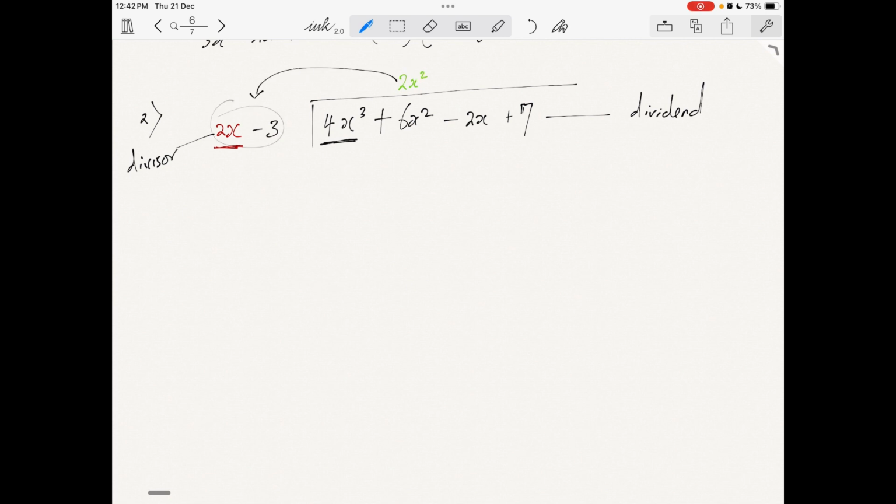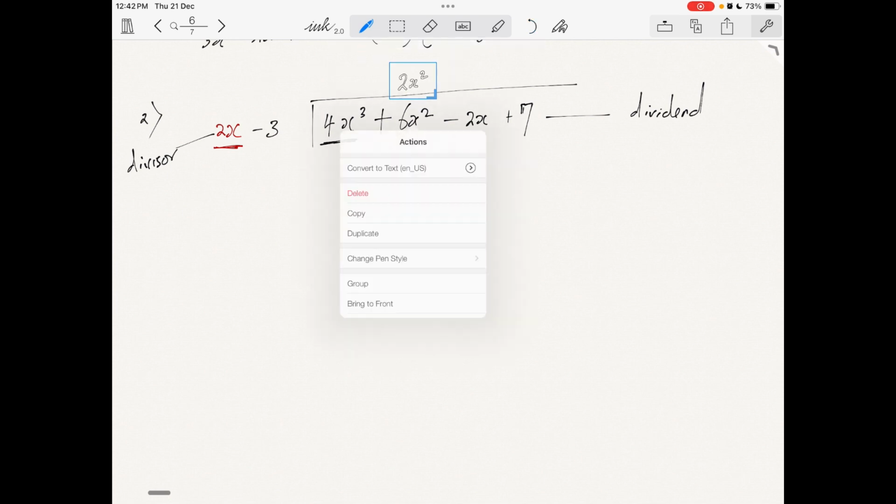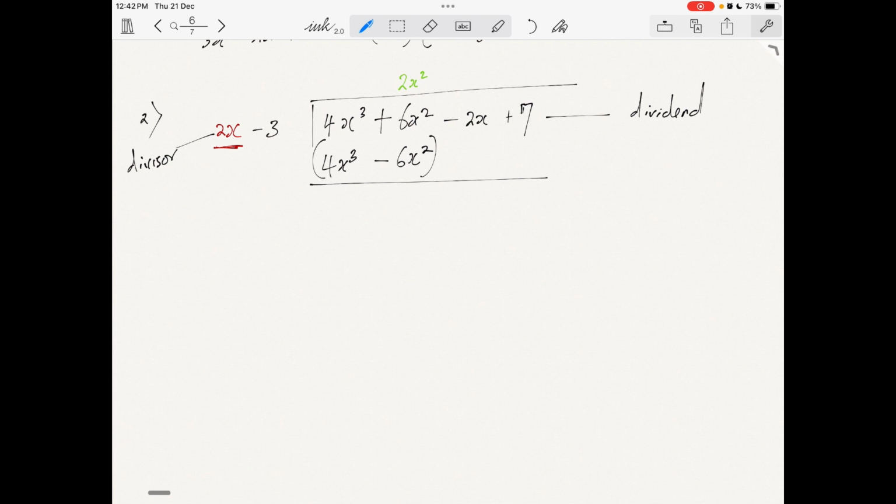So that means we have 2x squared multiplied by 2x. That means we will have 4x raised to the power 3, and 2x squared multiplied by minus 3, and we will have minus 6x squared. Okay, and the next thing to do is to subtract this from the dividend. So we have 4x raised to the power 3 minus 4x raised to the power 3. That will give us 0.